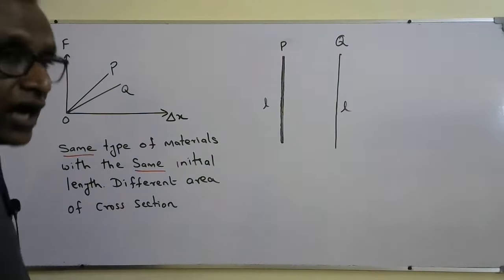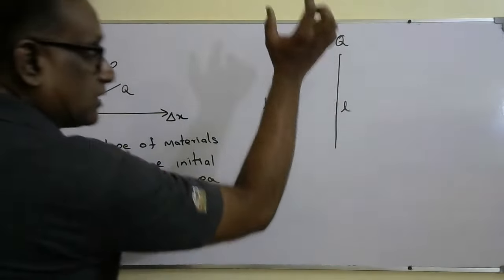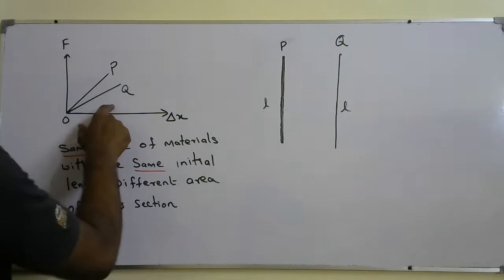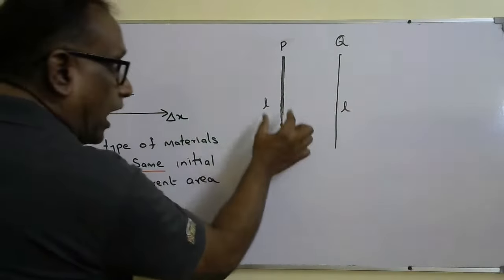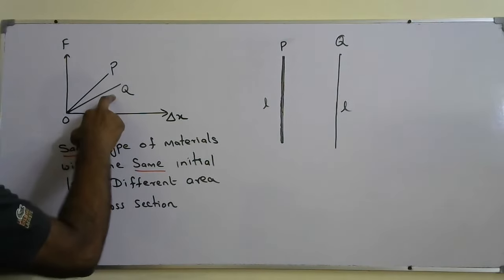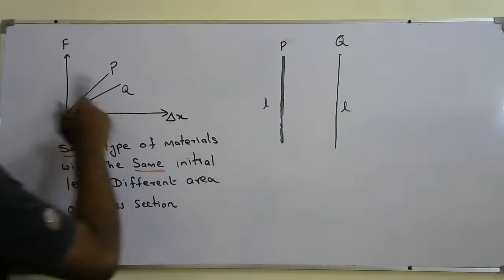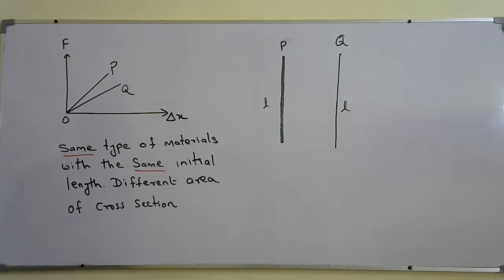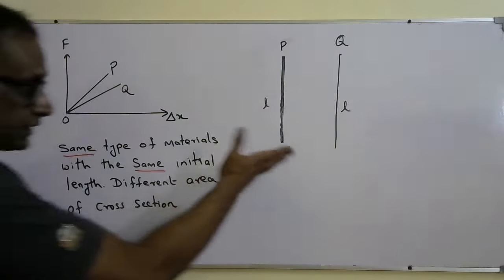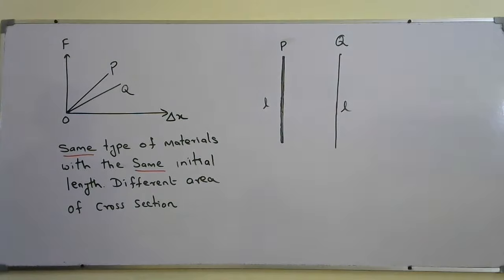The thicker wire, or the wire with larger cross-sectional area, will have a larger gradient, and the wire with smaller area of cross section will have a lower gradient. That means the wire with larger area of cross section is stiffer, and the wire with lower area of cross section has lower stiffness, but both are made of the same type of material. So remember, this also could be an MCQ question comparing two wires made of the same type of material. So the dimension also decides the stiffness.